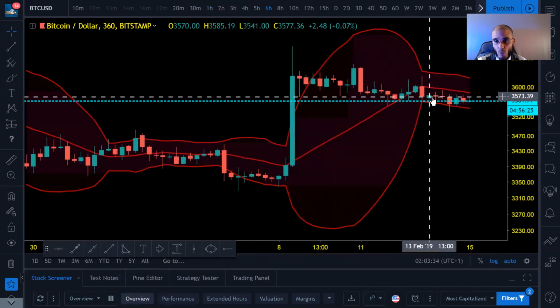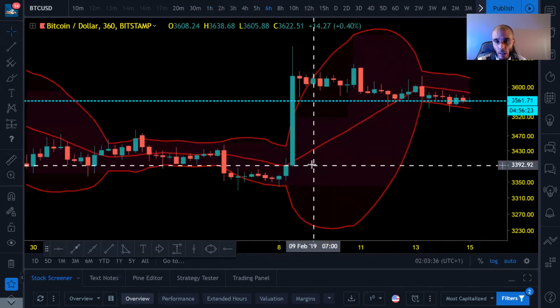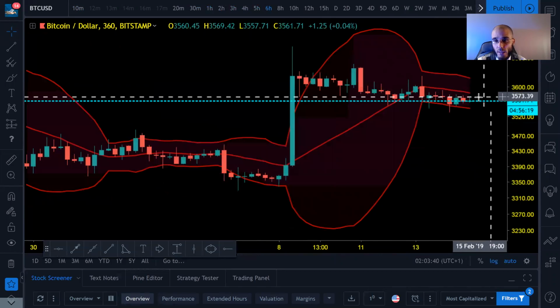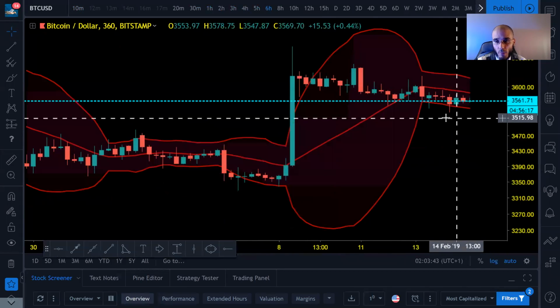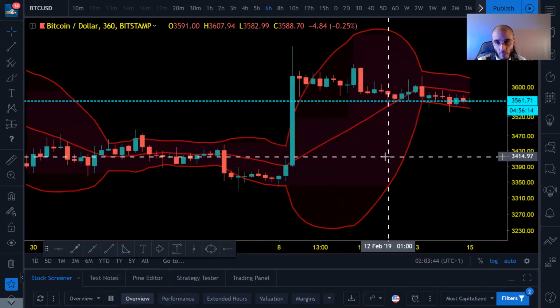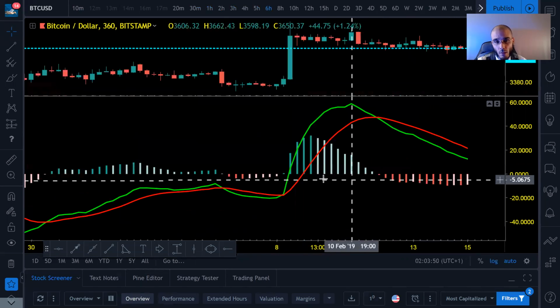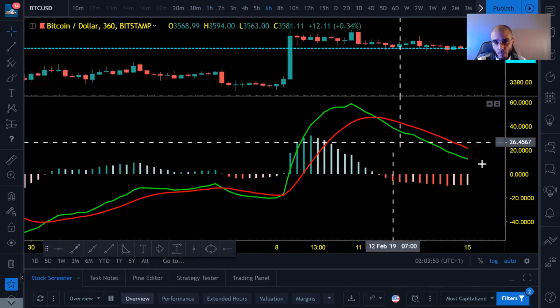Bollinger Band, to me, this is bearish. I mean, they are closing and pointing down. We cannot go higher than the middle Bollinger Band. To me, that's bearish. MACD is bearish, as you can see.